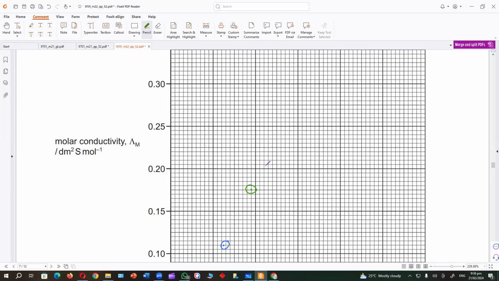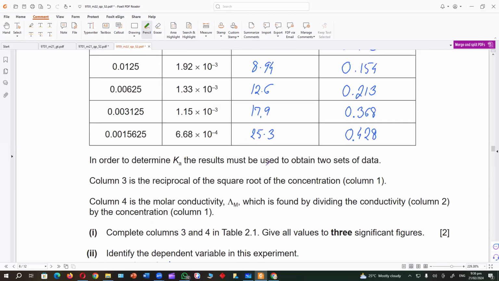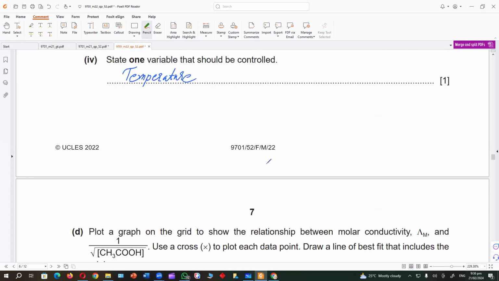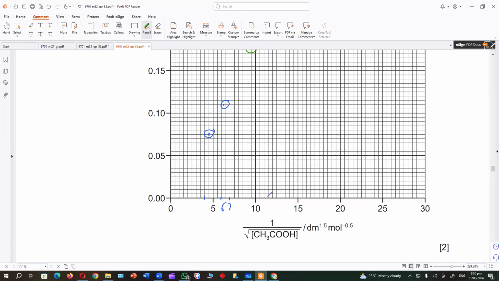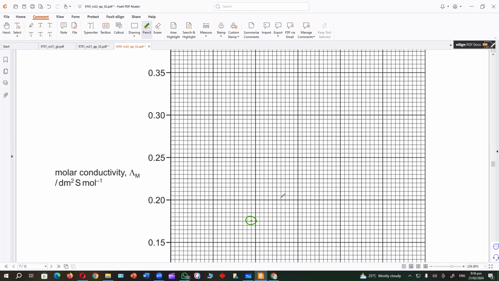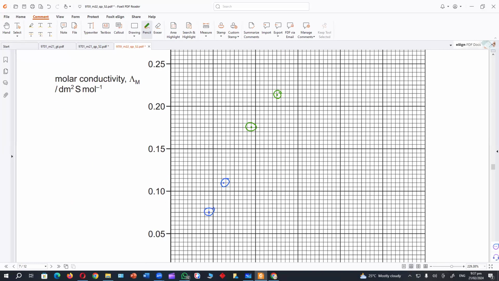Is it coming a straight line? Yeah, it is. It is coming a straight line. Variation is coming.